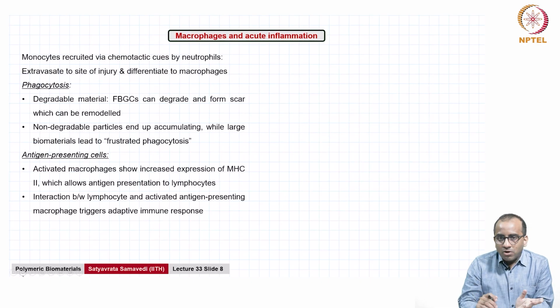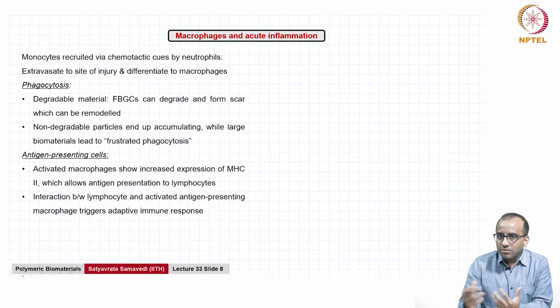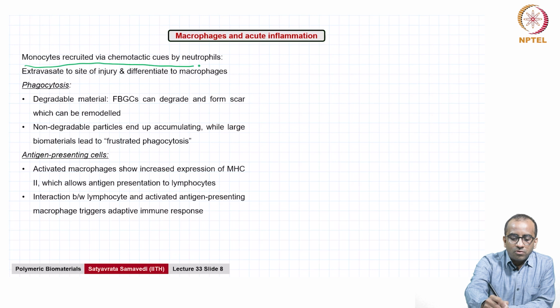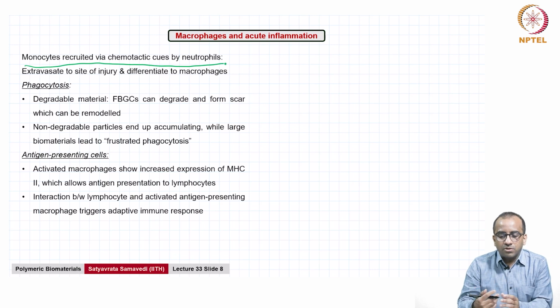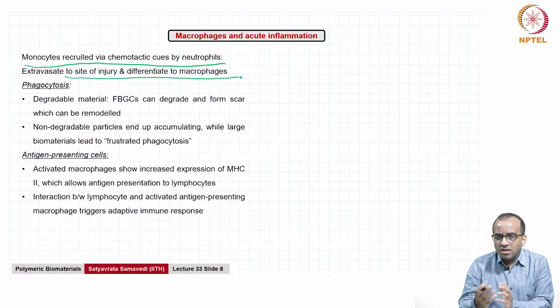Now, moving on to the macrophage response. Now, the neutrophils have realized that perhaps they need more reinforcement. So, they've called the macrophages, the monocytes, in through signaling molecules. So, these monocytes that are in blood have now been recruited through chemotactic cues secreted by the neutrophils. And these monocytes now extravasate to the site of injury and differentiate to macrophages. Of course, you also have tissue-specific macrophages that also act.